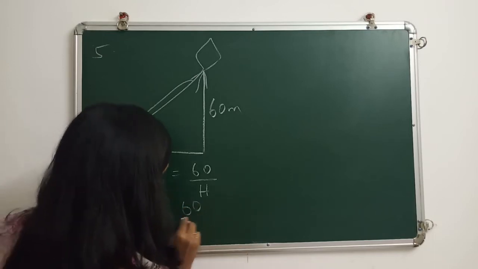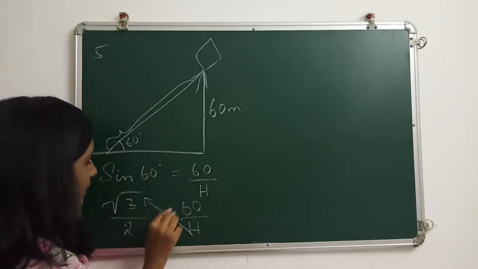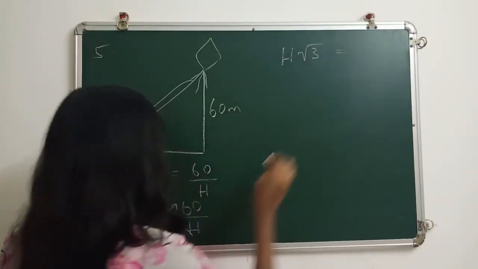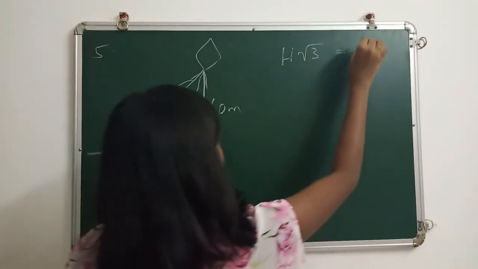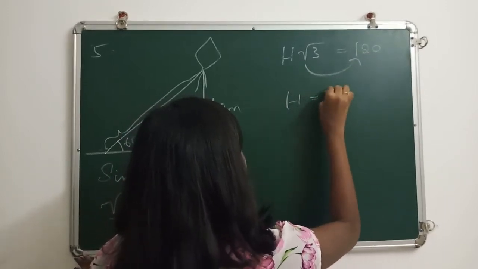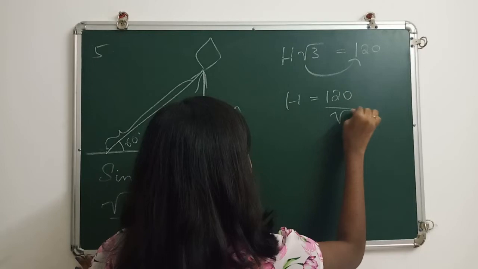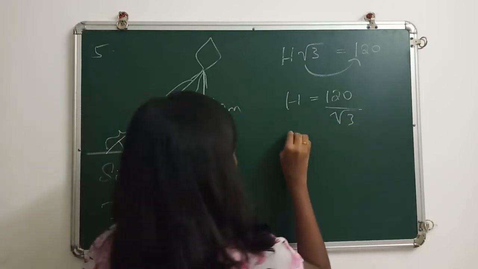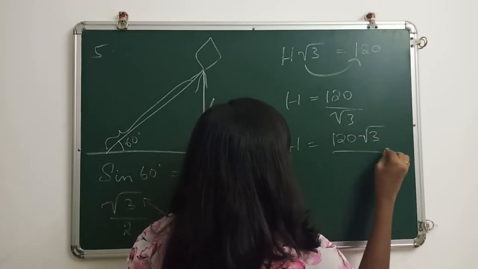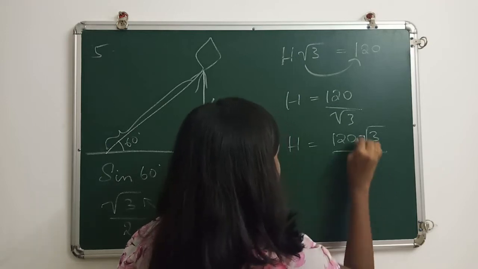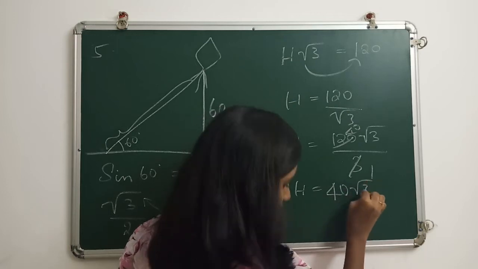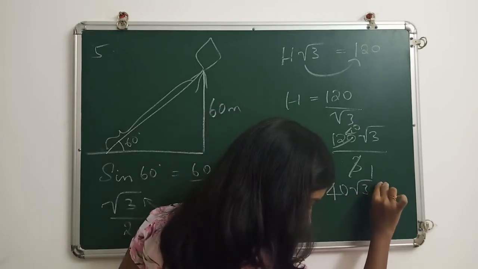So now cross multiplying, we get h root 3 is equal to 60 into 2 is 120. So 120. Now bringing this here, we get h is equal to 120 divided by root 3. Now we have to rationalize this. So h is equal to 120 root 3 divided by 3. Now cancelling it, we would get h is equal to 40 root 3 meter.